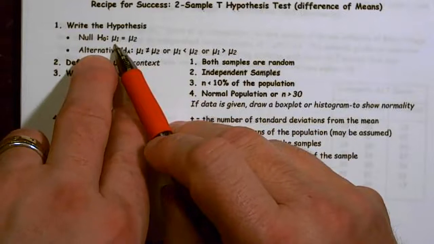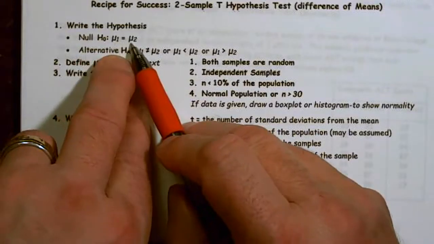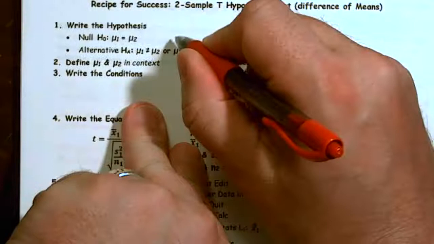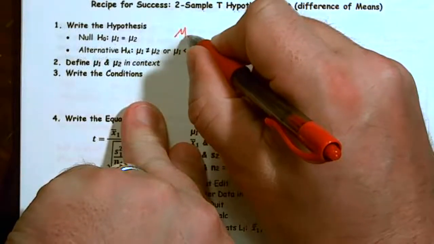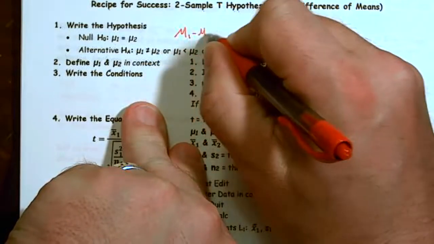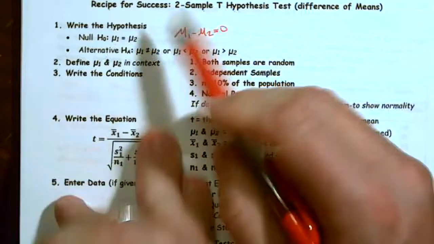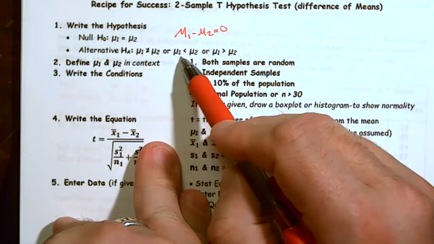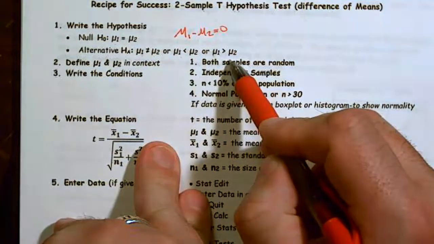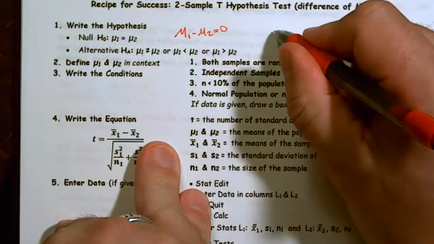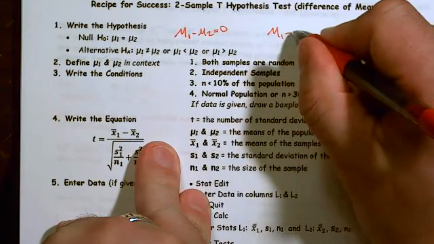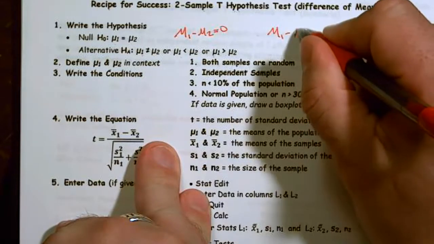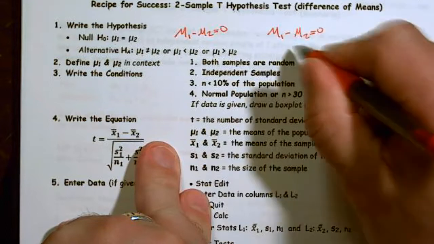We have two separate groups, so we're going to say mu1 equals mu2. That's my preferred way just because it's simple. But you could also do mu1 minus mu2 equals 0. For the alternative, mu1 greater than mu2, mu1 less than mu2, or mu1 not equal to mu2. And once again, if you prefer, you can do mu1 minus mu2 does not equal 0.